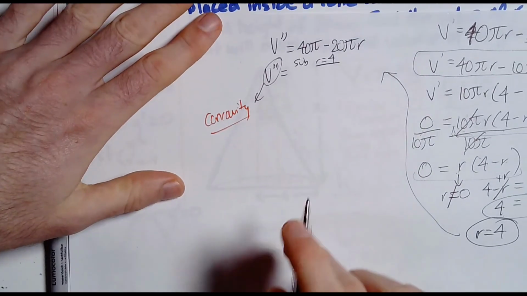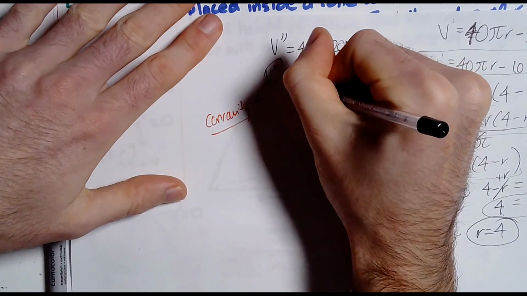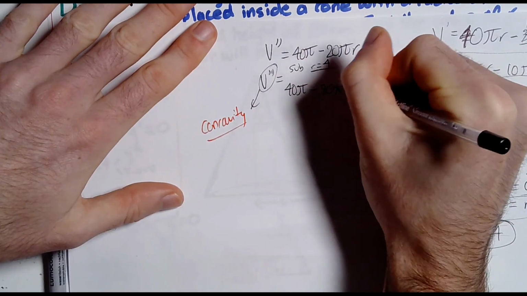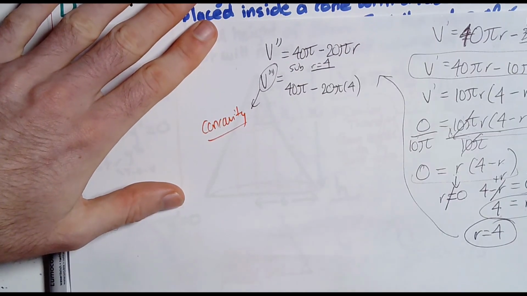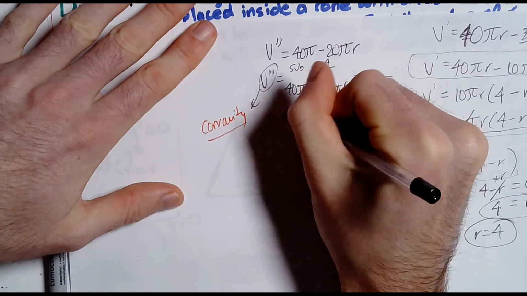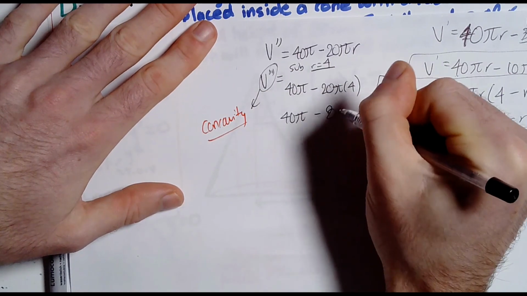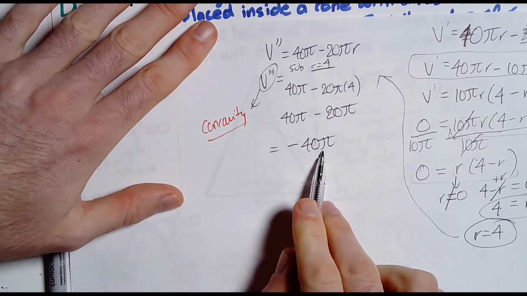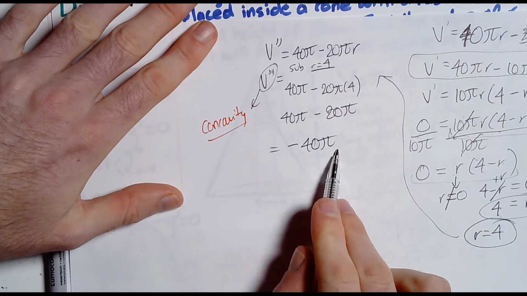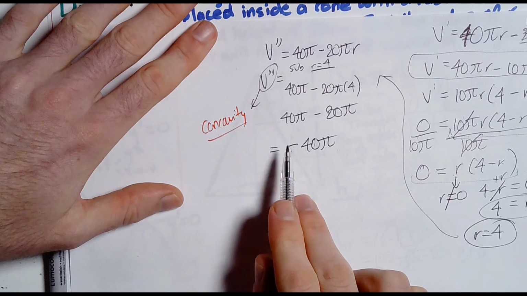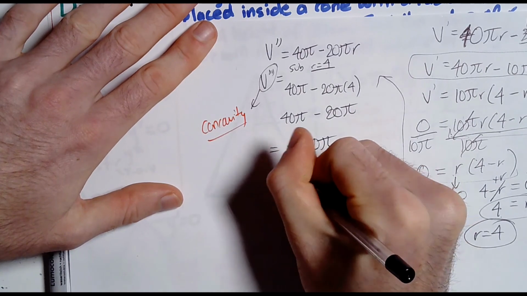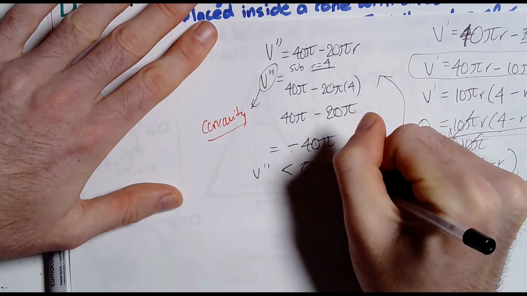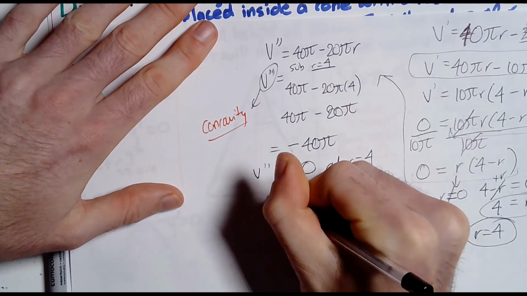Okay, so let's have a look. We sub in r equals 4. We get 40 pi minus 20 pi times 4, which is going to be 40 pi minus 80 pi, which is going to equal negative 40 pi. You could put that in your calculator, but remember, pi is about 3.14, and that's clearly going to be a negative number. Negative 40 times 3 is negative. So it is less than 0 at r equals 4.